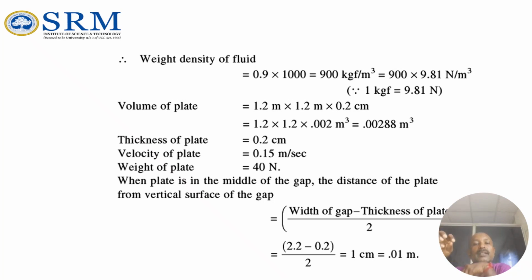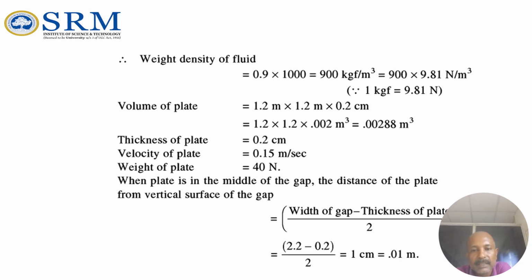That value is calculated as W equal to rho g, or otherwise the specific weight, or m into g, which you will take here. Now you can take the mass value. So weight W equals m into g, sorry, rho into g. The rho value you know is 900, and the g value is 9.81. And the volume of the plate is also calculated. This volume you know: 1.2, 1.2, 1.2. So the thickness of the plate, the velocity of the plate and the weight of the plate are known.